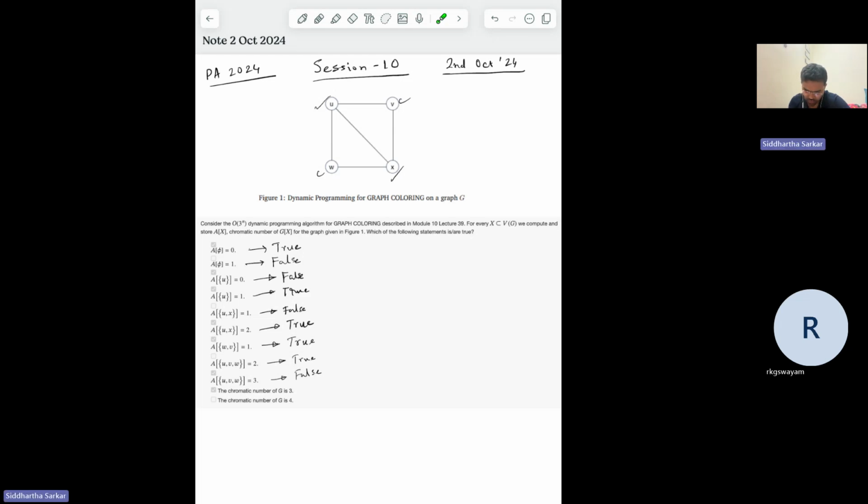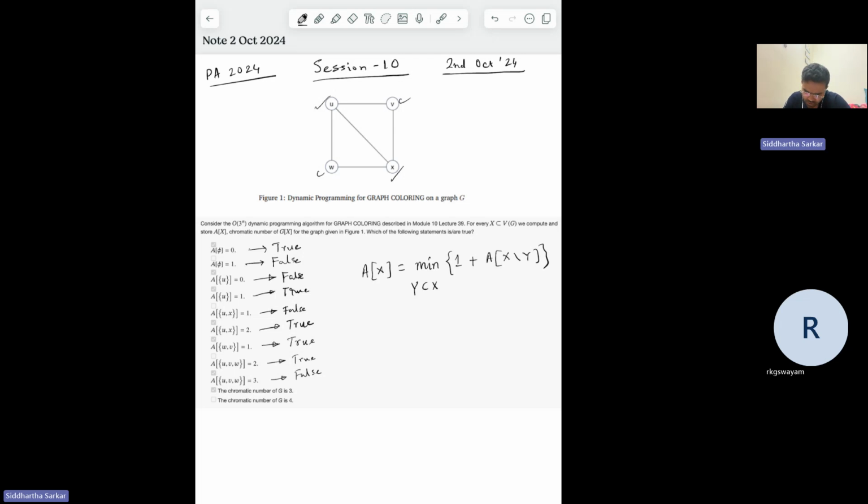So let me first write down the DP so that we can be more precise and formal. So the DP is the following. A of X is the chromatic number of G_X, that is, the subgraph induced on the vertex set X. So A of X, as per the DP recurrence, is the minimum over all Y, which is a proper subset of X, of 1 plus A of X minus Y.